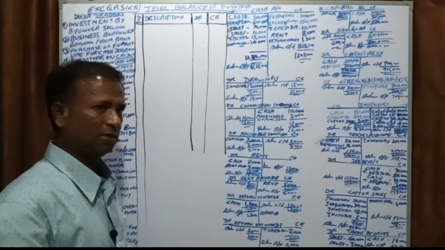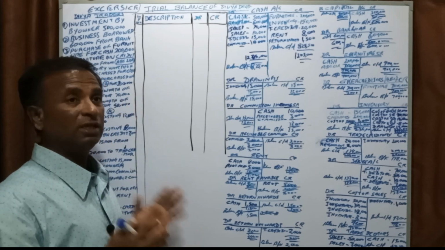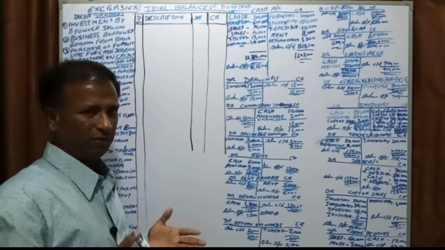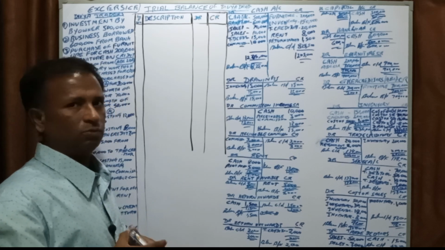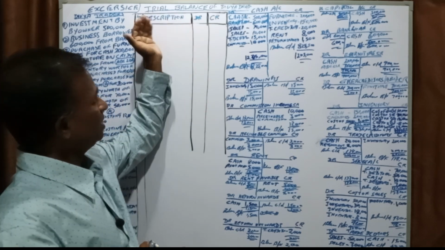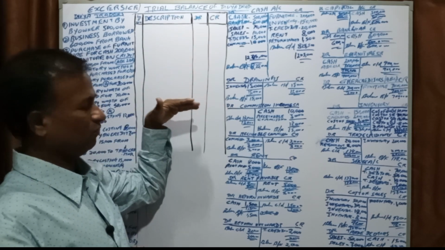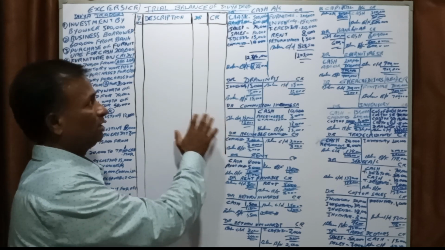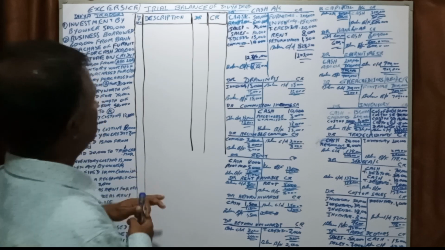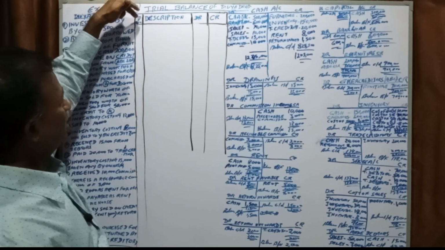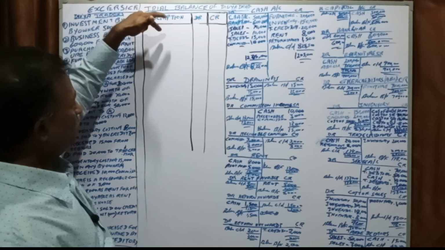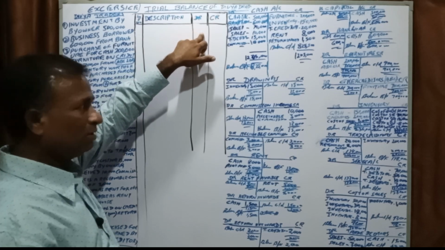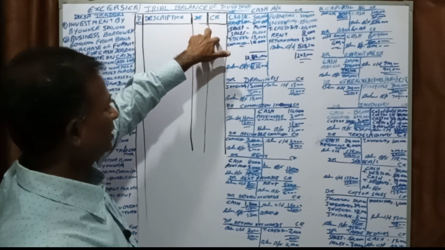What is the trial balance? Trial balance is the list of ledger balances. Both the debit side and the credit side are there, and both sides should tally. There won't be any differences. Debit and credit should tally. Here in the trial balance, column 1 is the ledger folio number, column 2 is the description, column 3 is debit, and column 4 is credit.